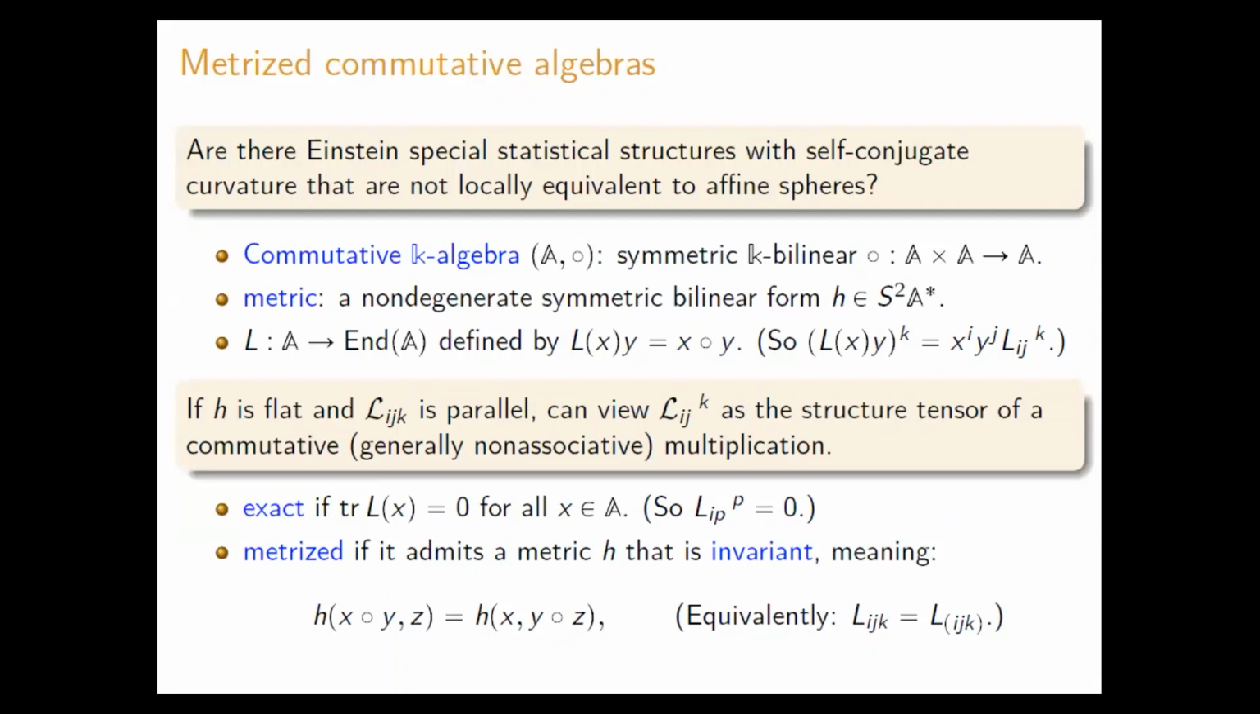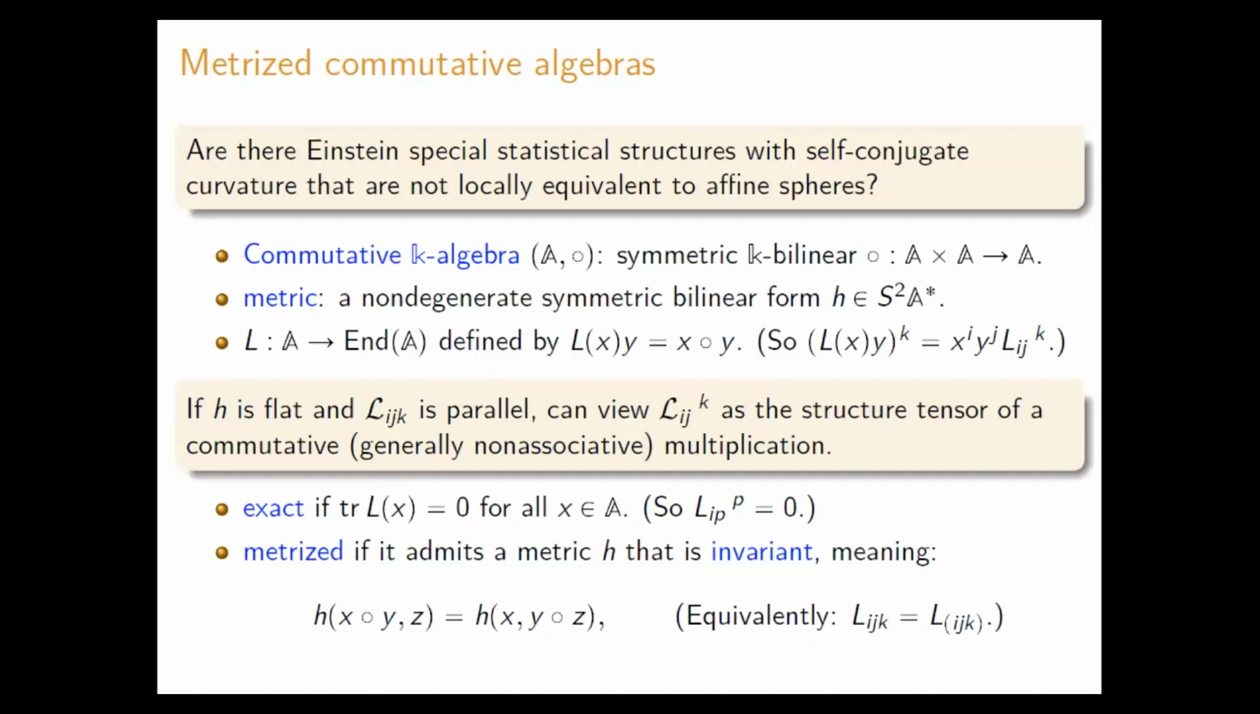And I'm going to try to summarize this. The idea is to think of a flat background metric and a parallel cubic form. It's to say that this tensor is parallel. And I want to view this then as the structure tensor by raising the last index of a commutative and general non-associative multiplication. And so here I have a commutative algebra.